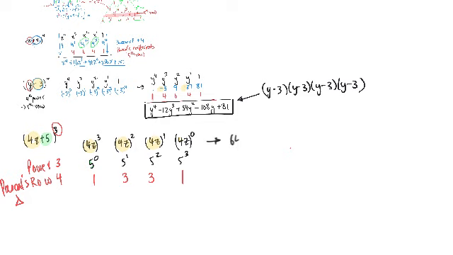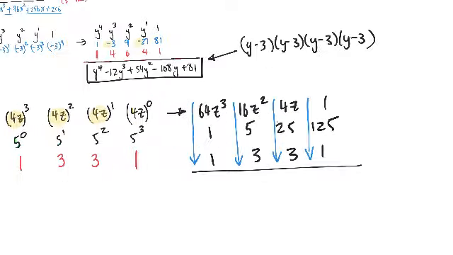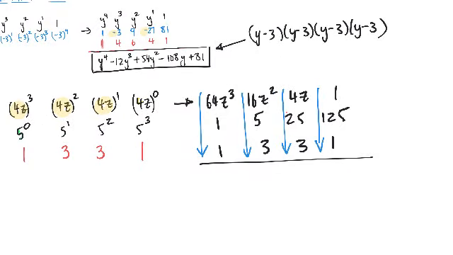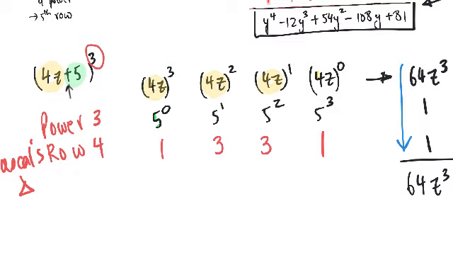And so this will be 64z cubed, 16z squared, 4z, and 1. And the other one will be 5, I'm sorry, not 5, 0, 1. 5 to the 0 is 1, 5, 25, 125. And then we have 1, 3, 3, 1. And we're going to multiply down again, always multiplying down and keeping the sign whatever it happens to be. And so we will get 64 positive, 64z cubed. Everything's positive in this case because the binomial was 4z plus 5, right?